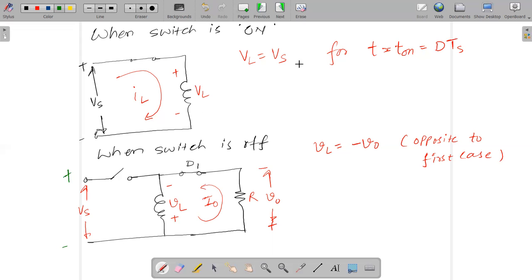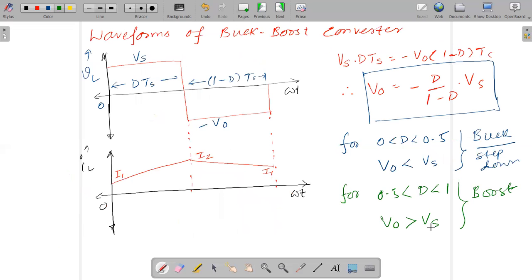So these are the two cases, when the switch is turned on or when the switch is off, for the time t is equal to T off, which is nothing but 1 minus D times Ts, where D is the duty cycle, which is nothing but T on divided by Ts, and Ts is the switching period of the power electronic switch, which we have chosen over here as an IGBT.